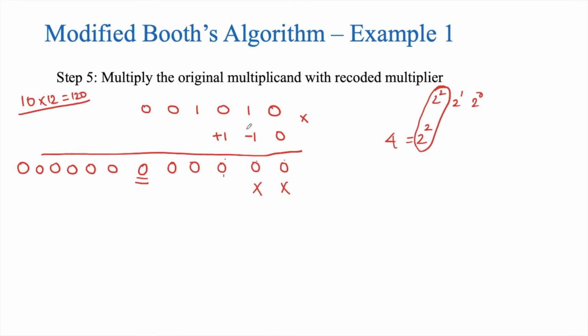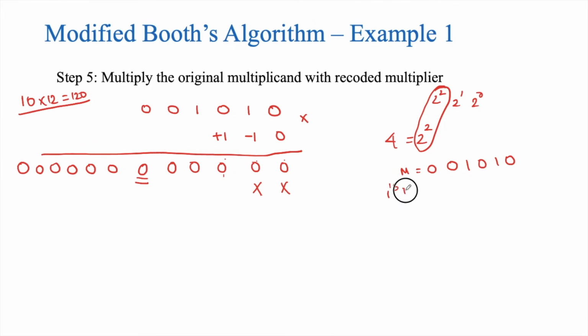Right now, what we have to do, we have to multiply this particular multiplicand with minus 1. Minus 1 in the sense it is a negative value. So, in order to multiply, we have to find the 2's complement of multiplicand first. So, let us do that. So, we have 0, 0, 1, 0, 1, 0. Let us assume it to be m, which is the multiplicand.